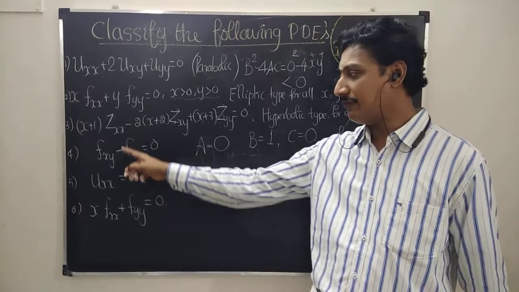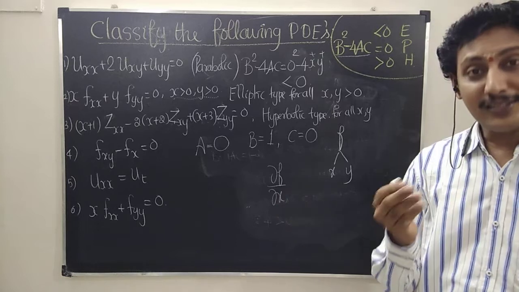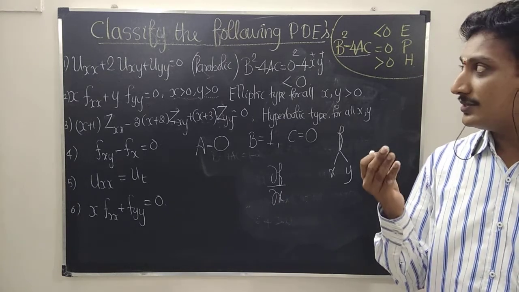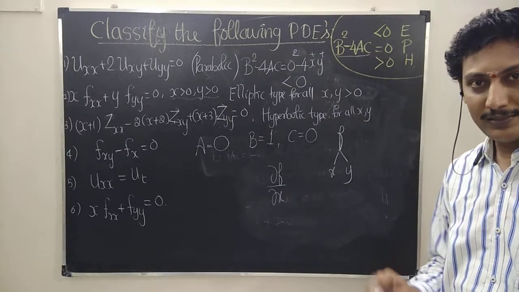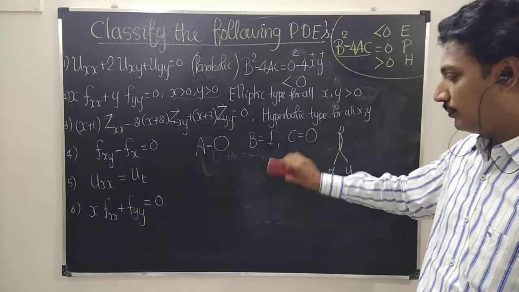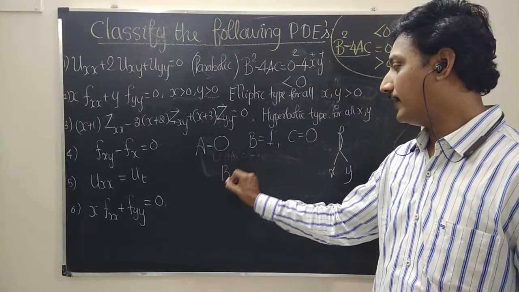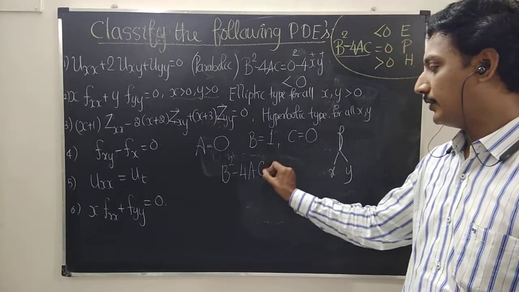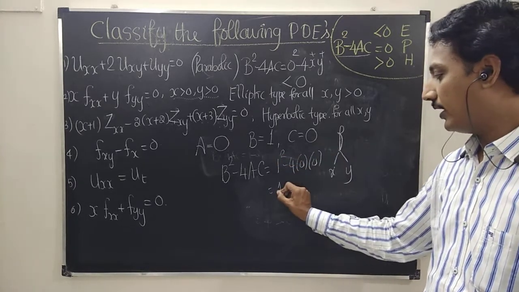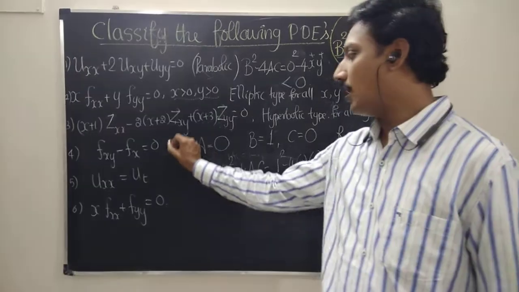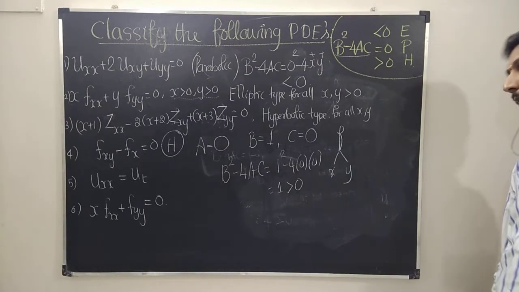Let me repeat, this is fx. What does fx represent? Fx represents ∂f/∂x. This is a first order partial derivative, but we are going to consider only the second order partial derivatives. So the first order partial derivatives, don't consider them, simply neglect them. So we don't bother about this value. So a value 0, b value 1, c value 0. What about b squared minus 4ac? B squared minus 4ac is equal to 1 squared minus 4 into 0 into 0, so this is 1. So this is also positive. So this is also an example for hyperbolic type.